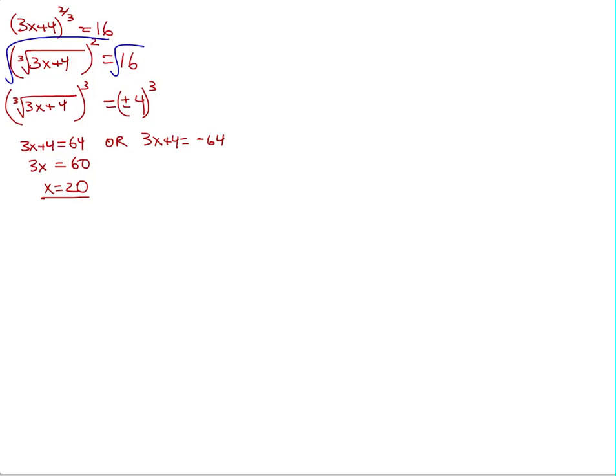I'm not going to box it yet. Over on the right, 3x equals negative 68. So x equals, was that negative 20, negative 22 and 2/3. Okay, whatever. Then you can go ahead and substitute that in to both sides, and I think you'll end up that x equals 20 is the only one that works. So again, checking becomes more valuable.